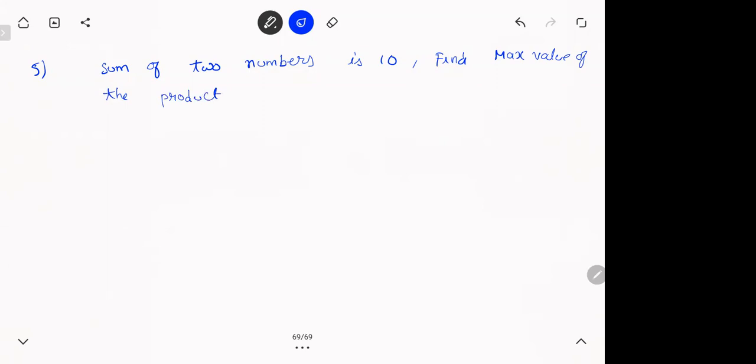The same question I can ask like this also. Sum of two numbers is 10. Find the maximum value of the product. You have two numbers, uska sum 10 tha. If you multiply them, you get different products. Na? What is the maximum value of the product?